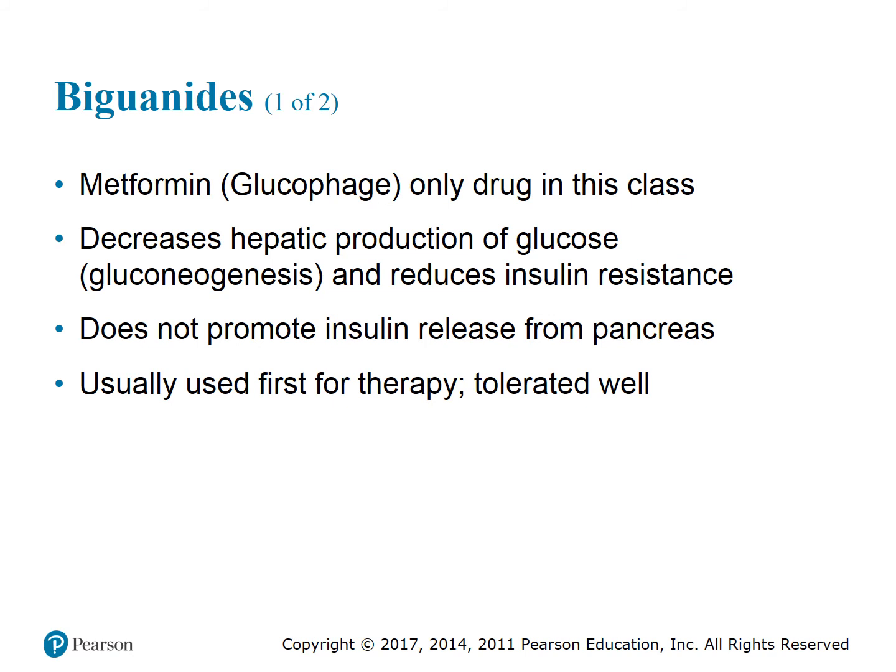Here's your glucophage. Okay, so what it does is, as I said, it decreases production of the sugar and reduces insulin resistance. It has nothing to do with the pancreas. So what type diabetic am I? Type 2. Okay, as I said, usually the first line of therapy, usually tolerated very well.